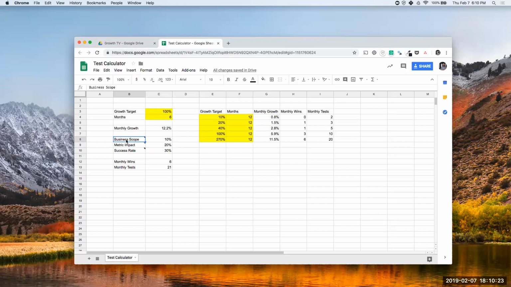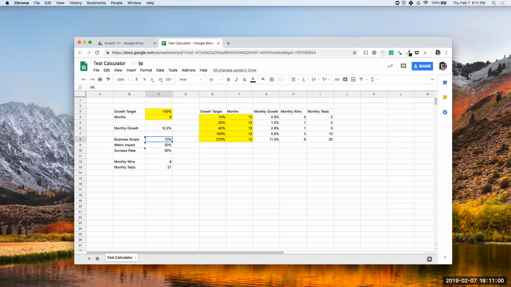And business scope. This is the final piece of the puzzle. How much is that metric worth to the business? I mentioned click-through rate on Facebook. If Facebook ads constitute 10% of your total conversions, and it has to be conversions, not just traffic, as close to revenue as possible, then anything that improves the performance of all Facebook ads would improve the business by 10%. The scope is affecting 10% of the entire business.